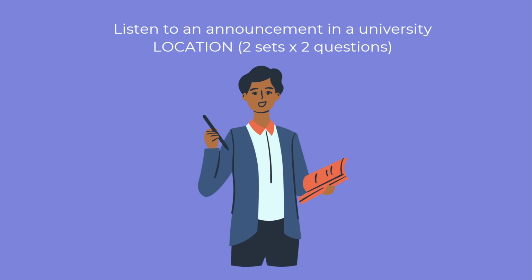Next up, I got the listen to an announcement style question. I got two separate announcements, and each one had two questions. Here, you're listening to one person speak at some location on a university campus. So it might be a classroom, or it might be a certain workshop, or maybe it's someone speaking at a social event, something like that.